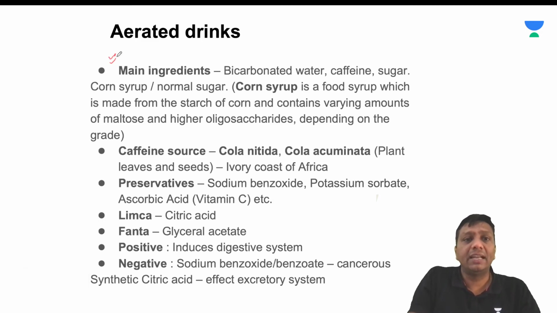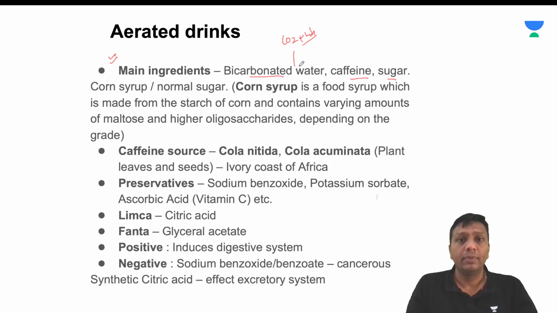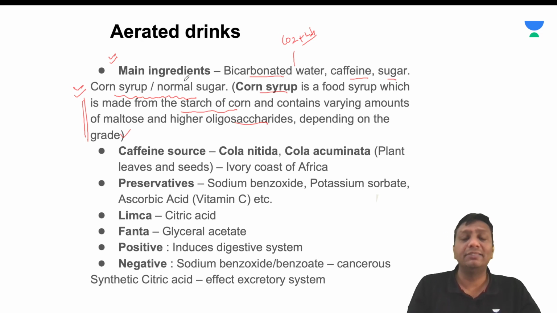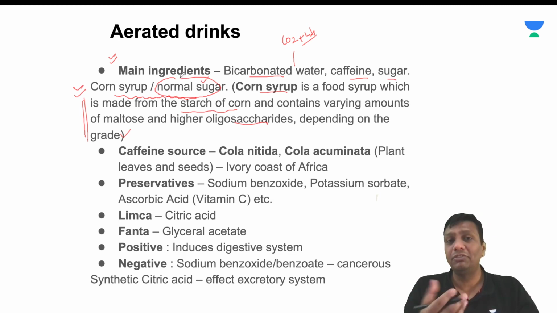The main ingredients of aerated drinks are bicarbonated water, caffeine, and sugar. Bicarbonated water means CO2 plus water. In this case, the sugar content is either corn syrup or normal sugar. Corn syrup is not as tasty. That is the source of corn starch, and even maltose or higher oligosaccharides, depending on the grade the company wants to give the aerated drink. But I'll tell you one thing, guys. In India, we use sugarcane-based sugar, and normal sugar is more tasty. That is the reason when foreigners come to India, they love to take Indian cold drinks. The reason is the presence of normal sugar.